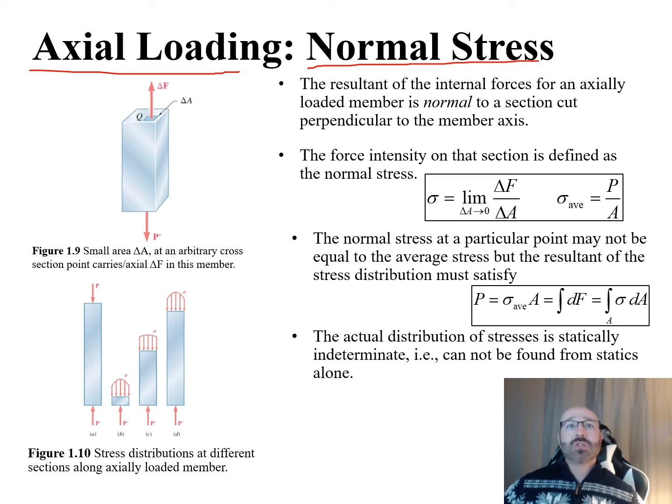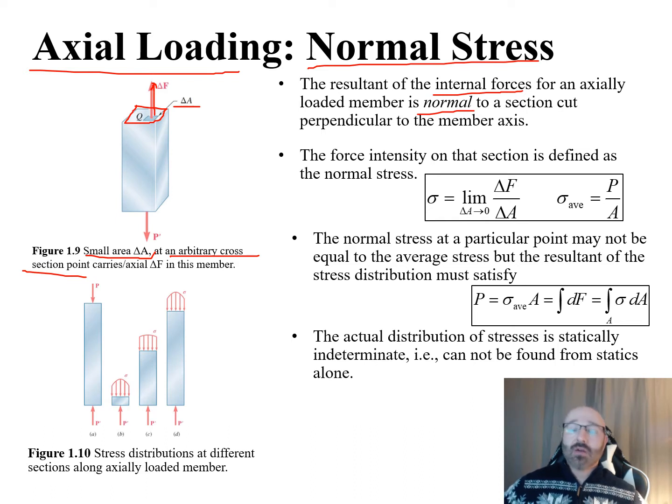Now one thing to note is that the resultant of the internal forces for an axially loaded member is going to be normal to the section cut perpendicular to the member axis here. So we can see if this is our section cut right here on this example, here's our load right here, which is going to be normal to that section. We can see we have this small area right here, our delta A, and this is located at an arbitrary cross-section point in the member.